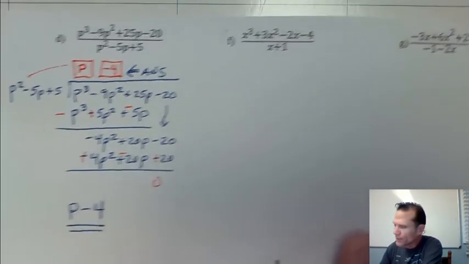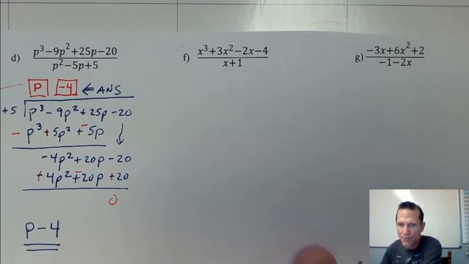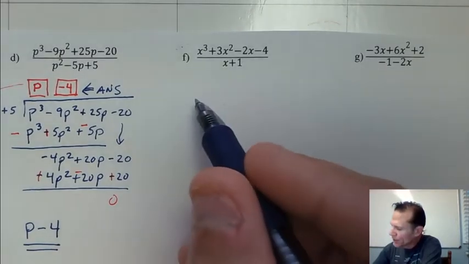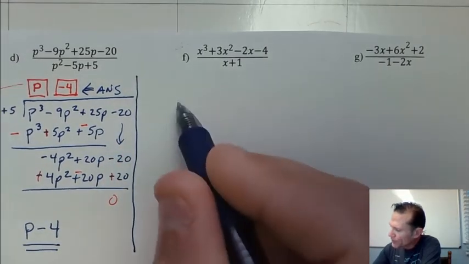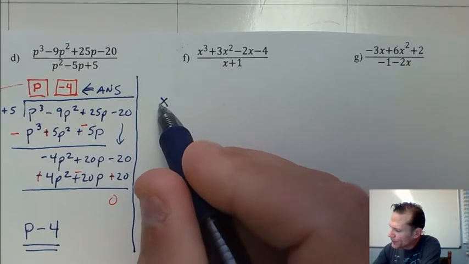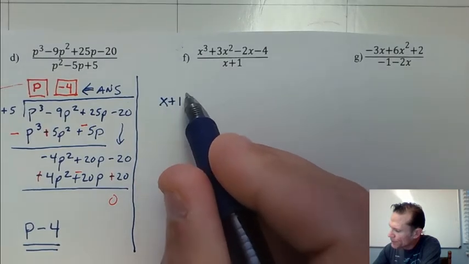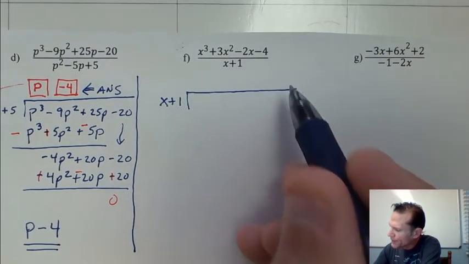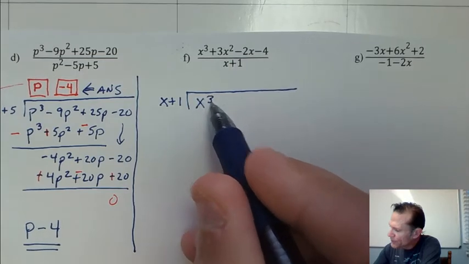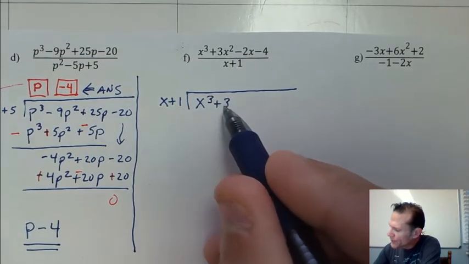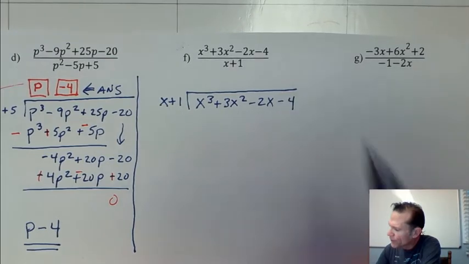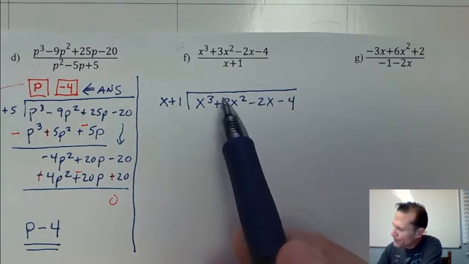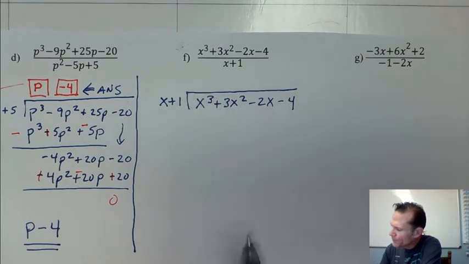Okay, let's look at another one here, and we'll finish off these 3 in this video. The video might get a little long, but that's all right. You can fast forward it. So I'm going to put x plus 1, my denominator, into x to the third plus 3x squared minus 2x minus 4. And I'm going to come up here and think, okay, what do I put up top here?